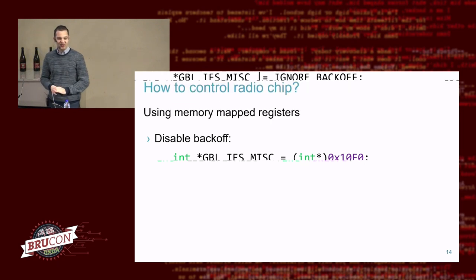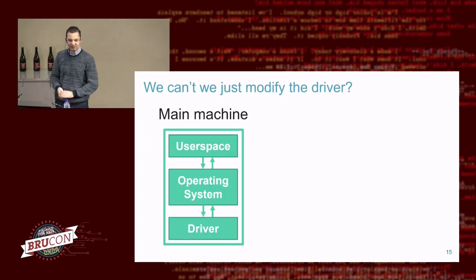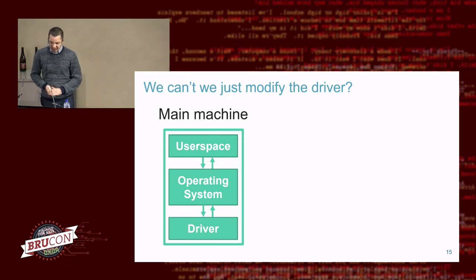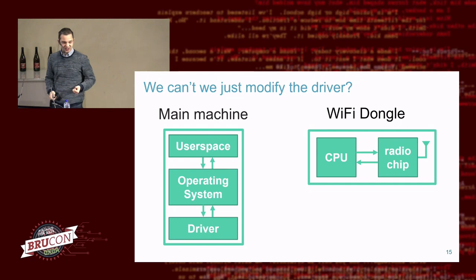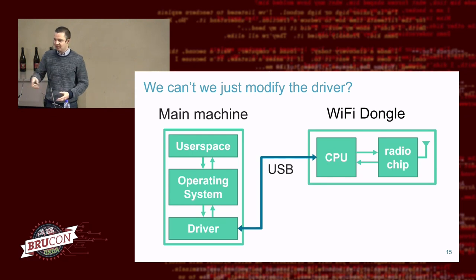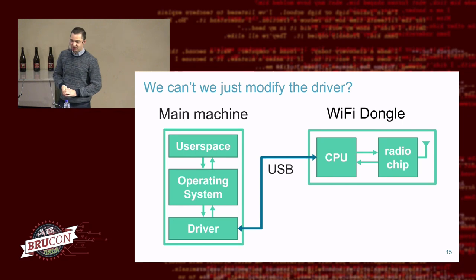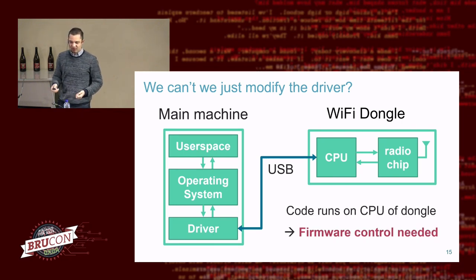So there's one final thing here I want to come back to. I mentioned that you have to modify the firmware of these devices. And you may be wondering, why don't we just modify the driver of these Wi-Fi devices? I mean, they're supposed to control the Wi-Fi chip as well, no? Well, the reason that we have to modify the firmware is because if we look at the Wi-Fi dongle, we see that it actually consists of two separate chips. We first have our radio chip here on the right, which takes the physical Wi-Fi signal, decodes it, and then stores it in memory. But we also have a second chip in these devices, and this second chip is used to communicate over USB with your main computer, in a sense. And in order to set these memory mapped registers, we need to run our code on the CPU of the Wi-Fi dongle itself, meaning we cannot do this at the driver level. We really need to do this at the firmware itself.